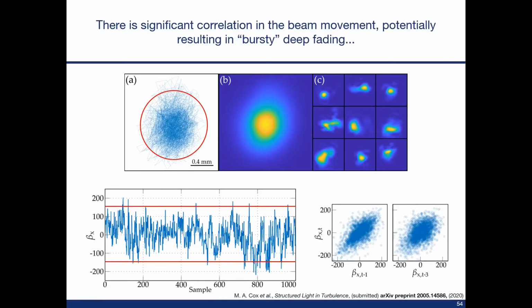If the beam stays outside the circle for an extended period of time, a potentially catastrophic loss of data may ensue. The bottom left shows the same position data, but limited to a single axis. If we plot the centroid positions against their previous positions, as shown on the bottom right of this slide, there is a clear correlation. This is important because in a communication system, this leads to what is known as a bursty channel.